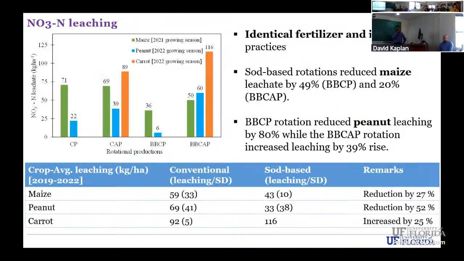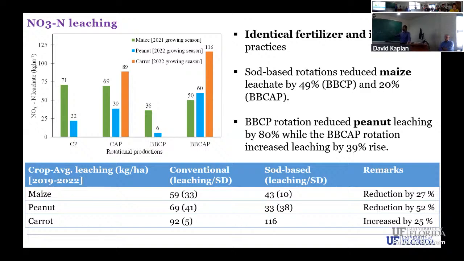Okay, leaching. This is where most of my work is focused. With the same fertilizer and irrigation practices, sod-based rotation reduced maize leaching by 49% in the bahiagrass, corn, peanut rotation, and 20% in the corn, carrot, peanut rotation. The reason we have less reduction in corn, carrot, peanut rotation is that when you go for carrot, you are again deep tilling the soil to make beds, and whatever root mass we have because of bahiagrass, you are disturbing that, right? So that might be the lesser improvement.